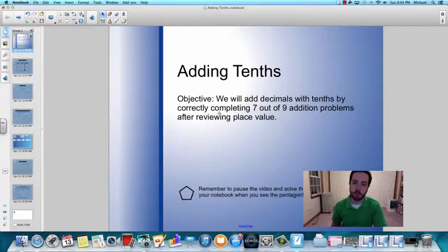Each one's going to be a Smart Notebook file. This is adding tenths, and the first page is always going to have the objectives so students know what they're going to be learning and what's going to be asked of them. In this case, it's going to be 7 out of 9 addition problems.